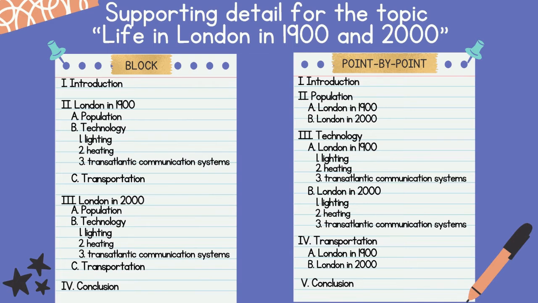Now, we can look at some of the details generated as an example of the supporting detail for the topic Life in London in 1900 and 2000. The essay will have supporting sentences for each point of comparison. Take a look at the following chart, which shows how this information for technology is handled in each method of essay organization.